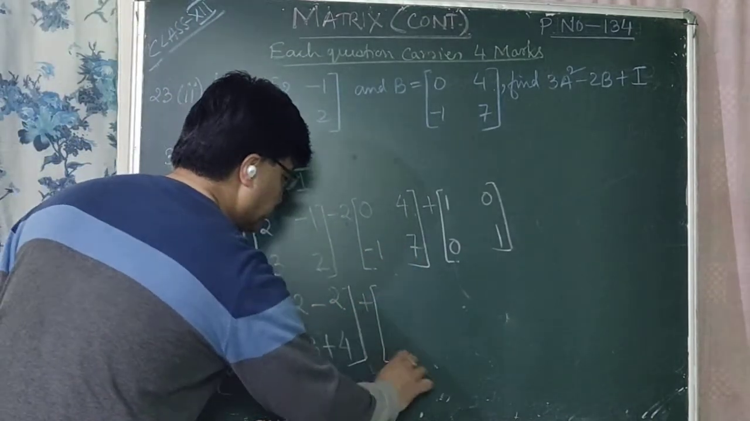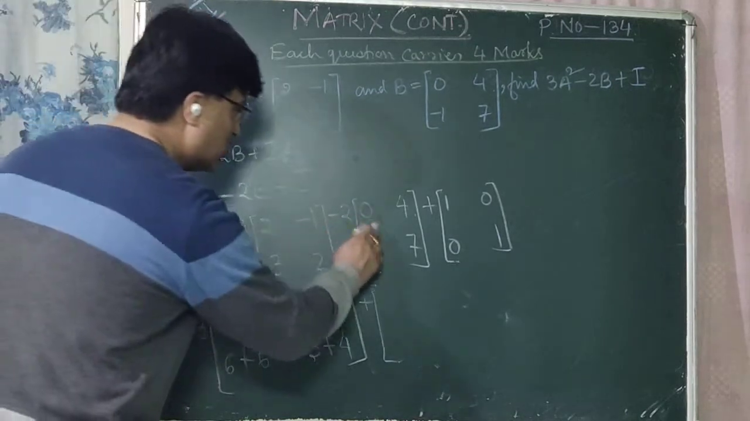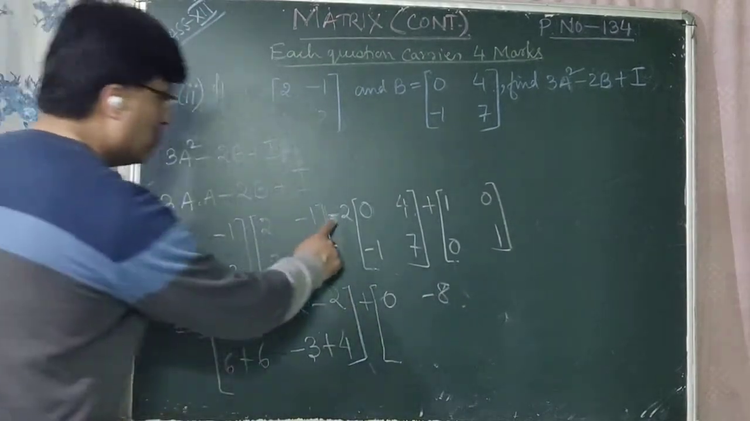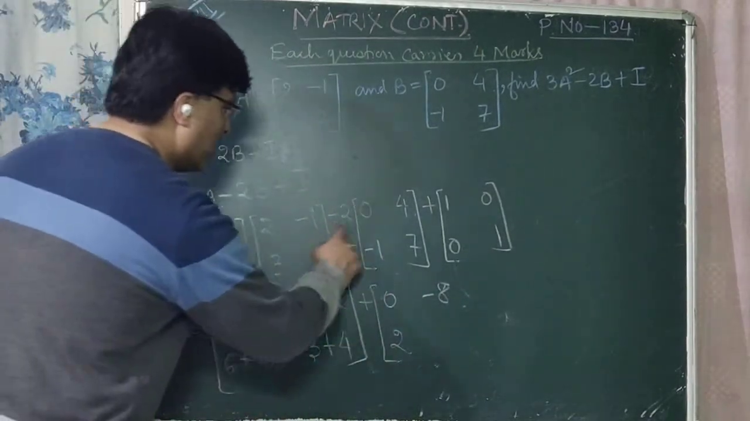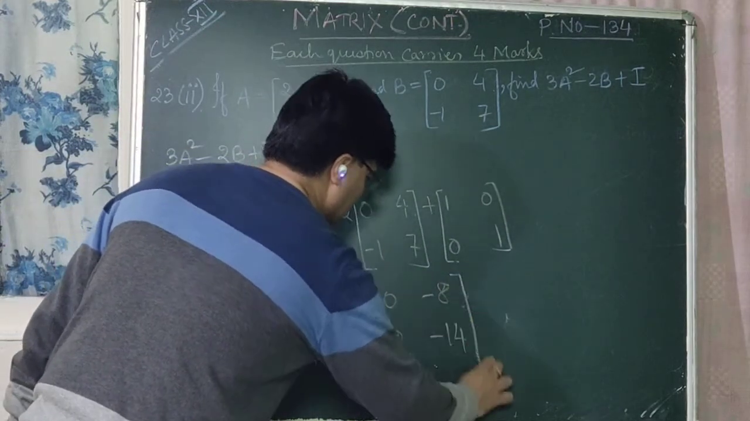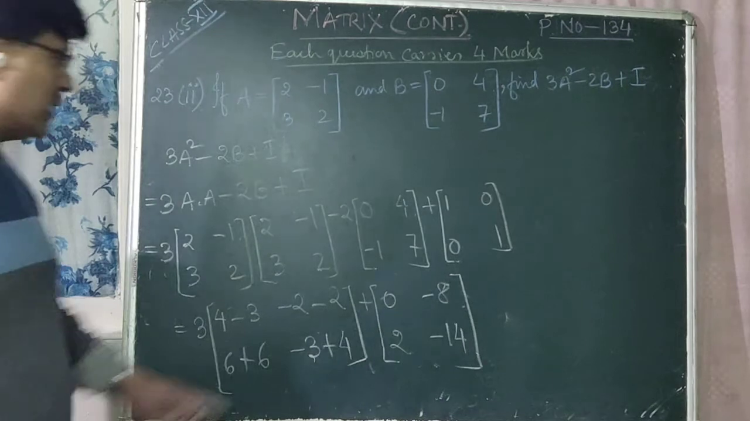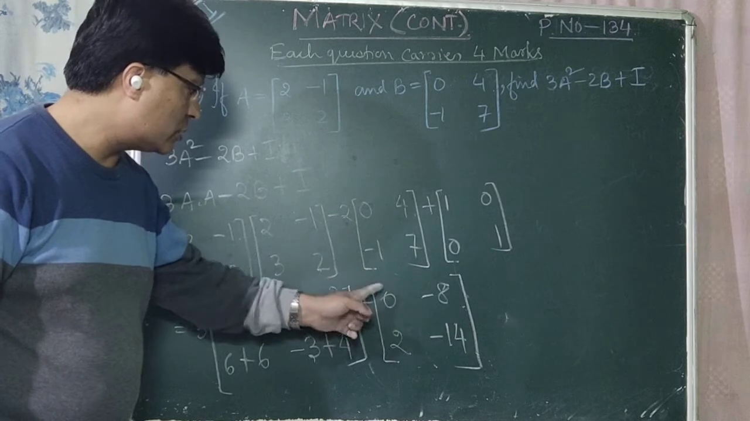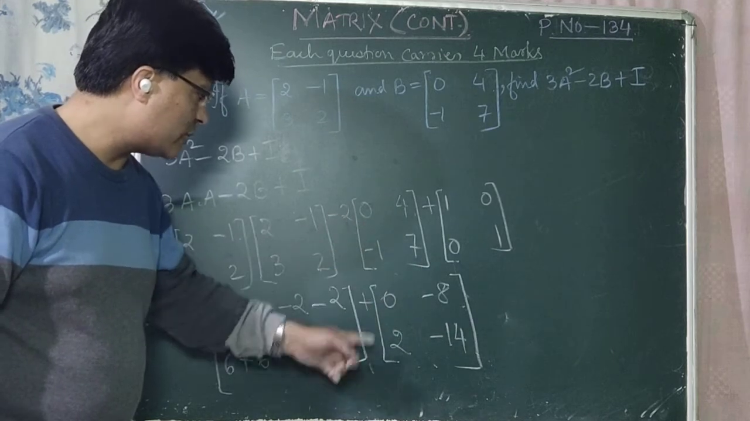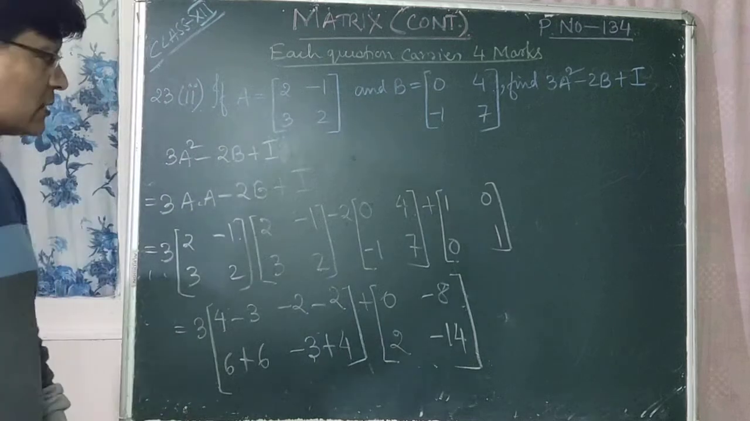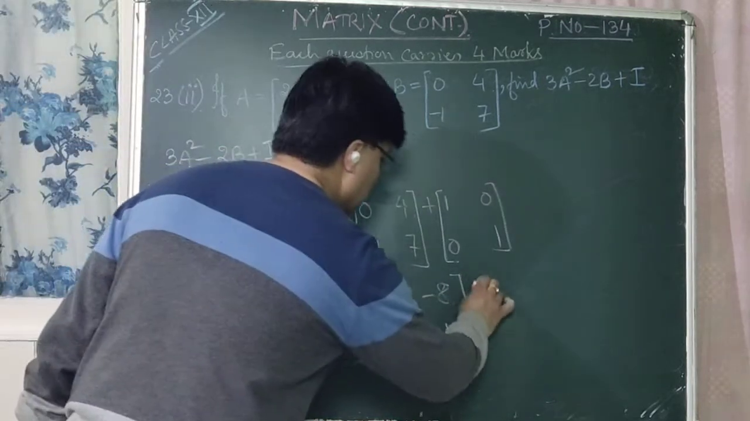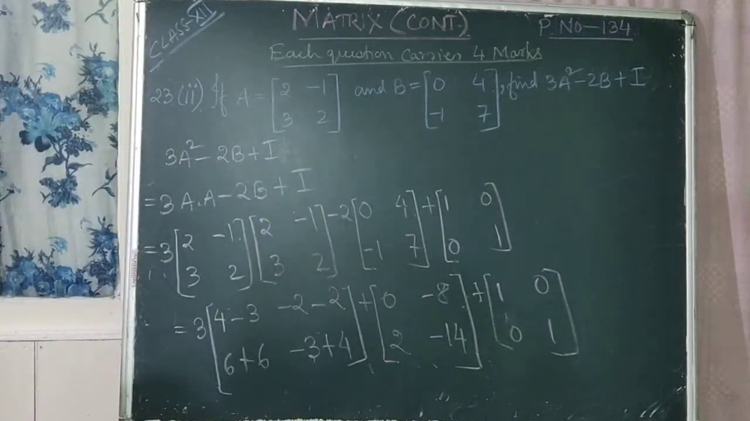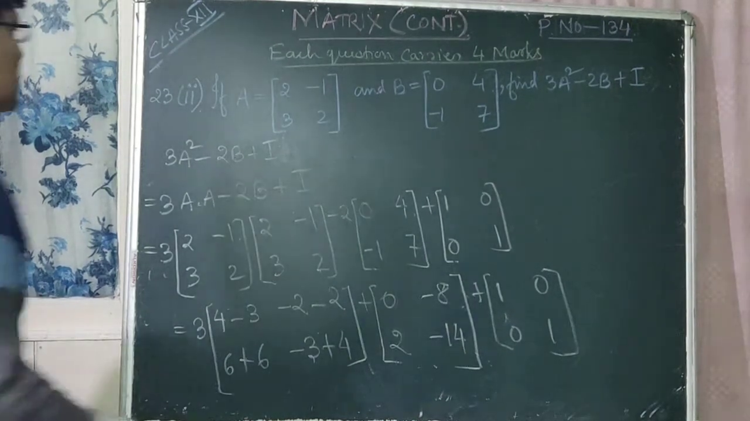So, plus minus 2. Minus 2 into 0, 0. Minus 2 into 4, minus 8. Right? Minus 2 into minus 1, plus 2. Minus 2 into 7, that is your minus 14. Right? Multiply all these elements by minus 2. Then the last one is 1 0 0 1. Plus this is your 1 0 0 1. So I think you have understood it. Okay. So let us simplify it.